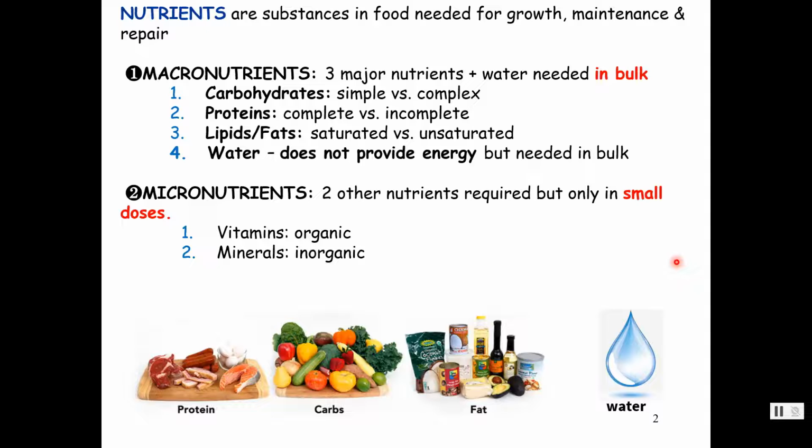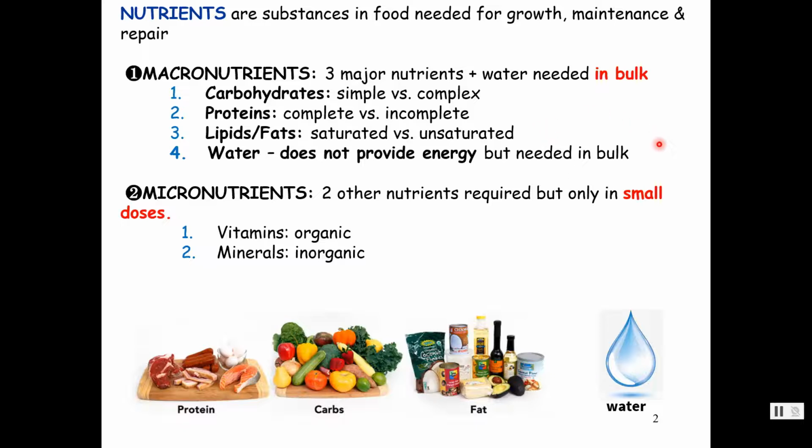Okay, so first let's start off by defining a nutrient. Nutrients are substances in food needed for growth, maintenance, and repair of our bodies. There are 2 classifications of nutrients: macronutrients and micronutrients. There are 3 major nutrients. This is what you see when you look at a food label. So we have carbohydrates, and we're going to talk about the difference between simple and complex carbohydrates. There are proteins, complete proteins and incomplete proteins, and lipids and fats.